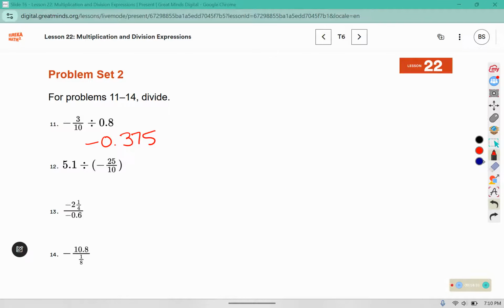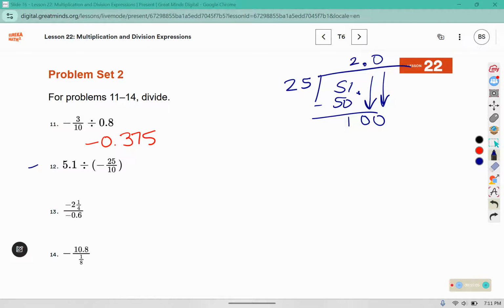12 is a positive divided by a negative, so it should be a negative quotient. 25 tenths can be rewritten as 2.5. We'll move that decimal over 1 spot, so now I have 25 and 51. 25 fits into 51 twice, giving us 50. 51 minus 50 is 1. It doesn't fit into 10, but it does fit into 100 exactly 4 times. So this is negative 2.04.